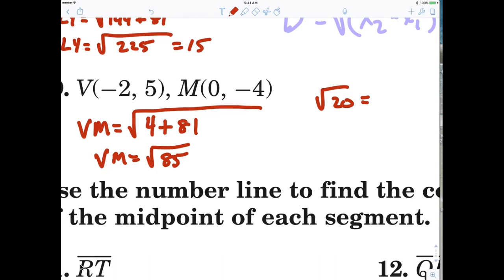Oh, 2 radical 5. Right, good. You have to know that, guys. You have to know how to break down the radicals. And again, we'll review that. All right, we'll definitely review that.